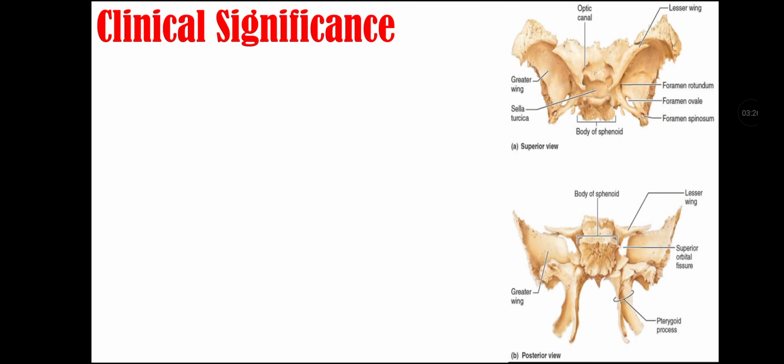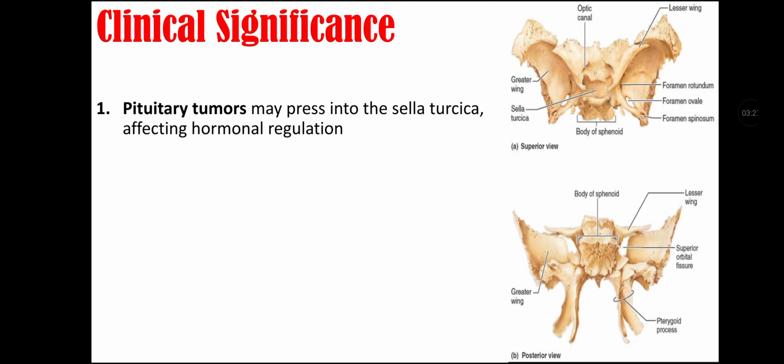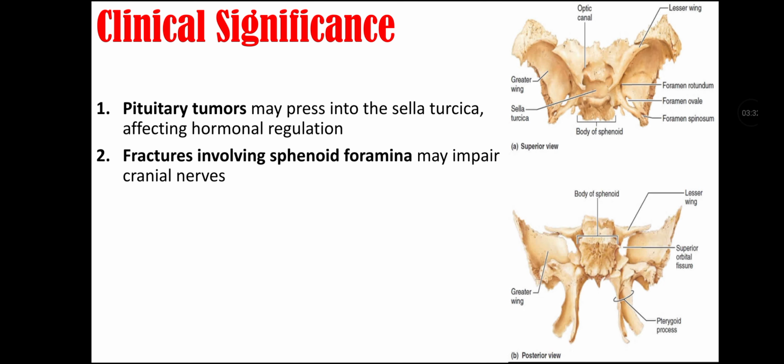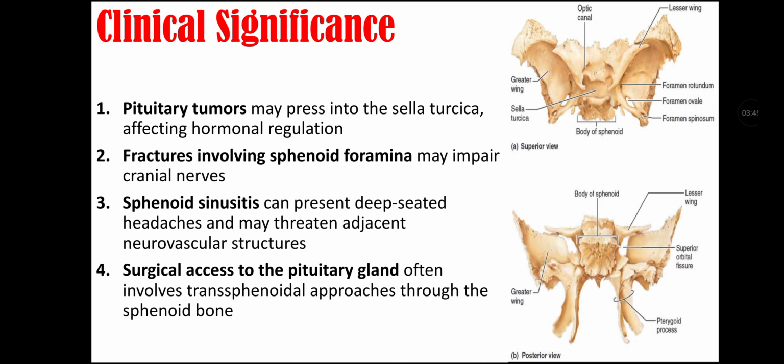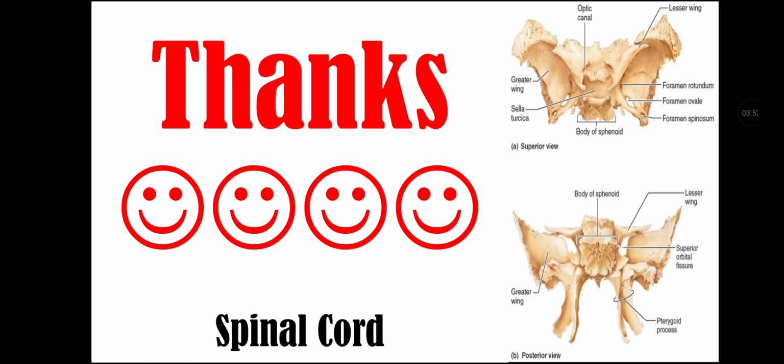Clinical significance. First is pituitary tumor. They may press into the sella turcica affecting hormonal regulation. Second, fracture involving sphenoid foramina may impair cranial nerves. Third, sphenoid sinusitis that can present deep-seated headaches and may threaten adjacent neurovascular structures. Fourth is surgical access to pituitary gland that often involves transsphenoidal approaches through the sphenoid bone.